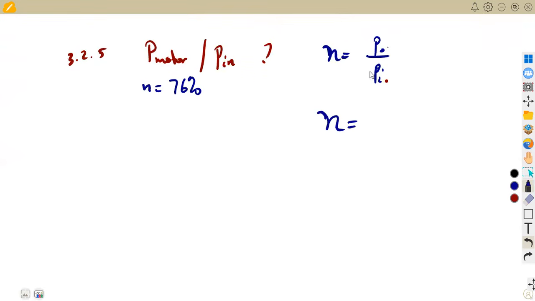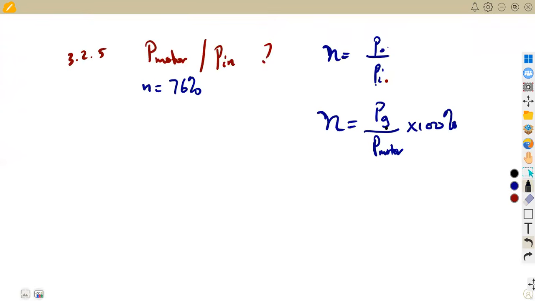So P out is the power that is to lift the load against gravity. So that's PG. P out, that is our PG. Then P in is the power of the motor in this case. So when you're asked to calculate the power of the motor, they are simply asking you to calculate P in, but we need PG, which is our P out.